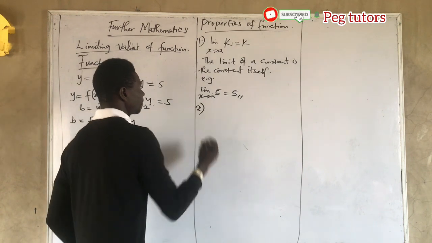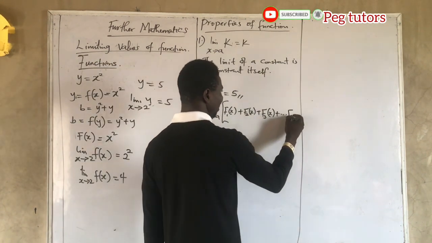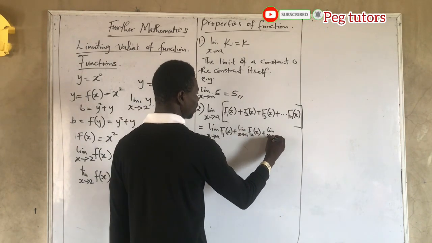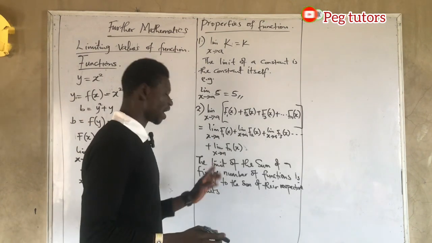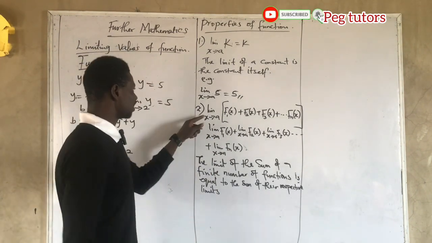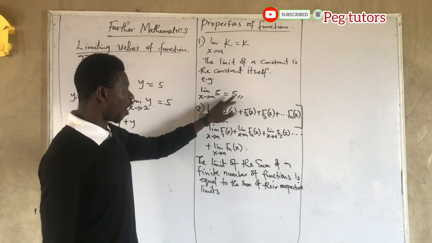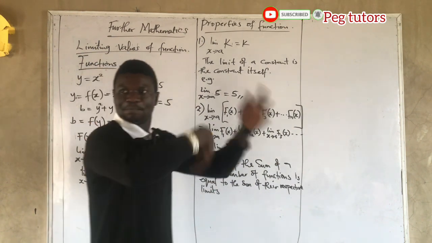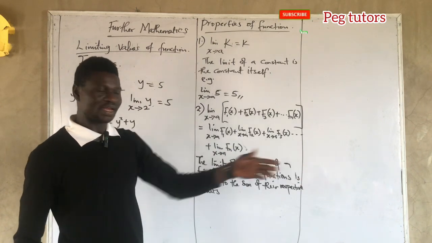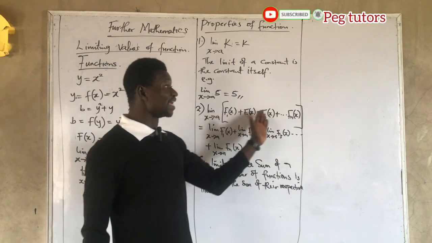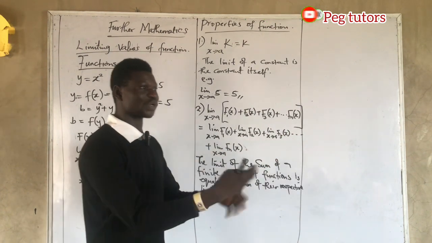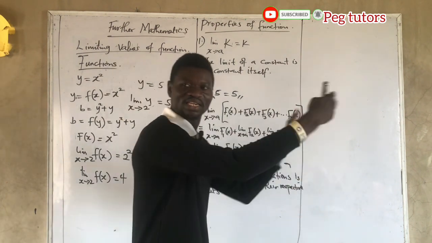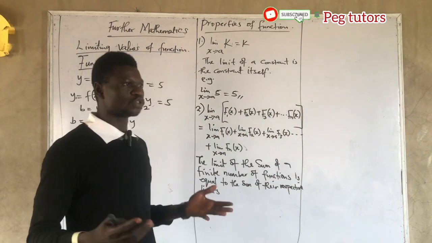Then number 2. Again, let me interpret it now, right? Are we together? They said the limit as x tends to a of a series. Here they put it as finite, which means a finite number of functions. The limit as x tends to a of many functions added together is the same thing as taking the limit of each function one after the other and also adding them up together.